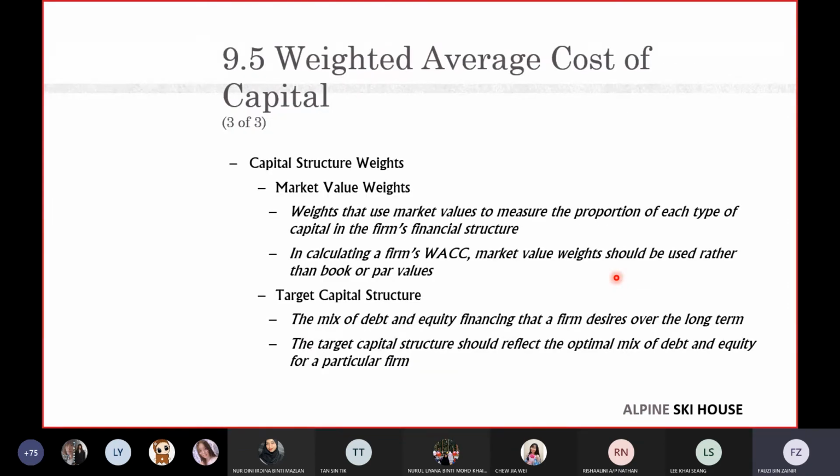9.28%. Okay, so when we do the analysis, we are using the market value, meaning we measure the proportion of each type of capital in the firm's capital structure. In calculating WACC, market value weights should be used rather than book or par value. When we look at stocks for the cost of equity, we are using the current market price, and when we look at bonds, we are also looking at the current bond pricing.